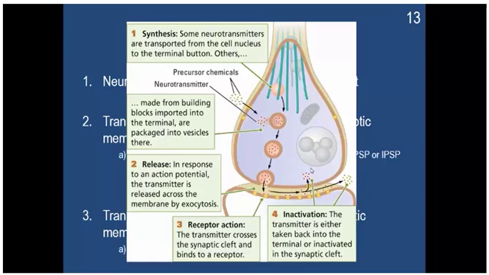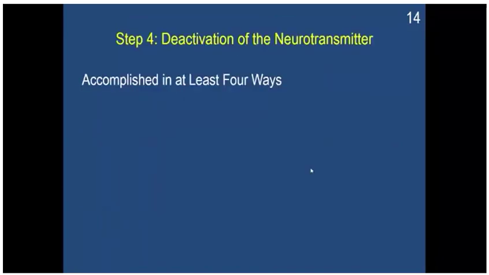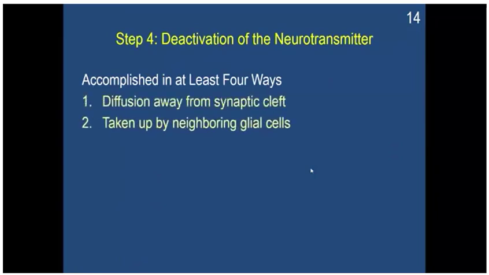So now we're going to talk about inactivation, which occurs in at least 4 ways that we're aware of at this point. There are 2 ways that are considered passive, and there are 2 that are considered active. So the 2 passive ways of removing the neurotransmitter are by diffusion out of the synapse, following the concentration gradient, it just moves away from itself, or it can be taken up by surrounding glial cells, support cells, typically astrocytes, which absorb neurotransmitter out of the synapse to get it out.